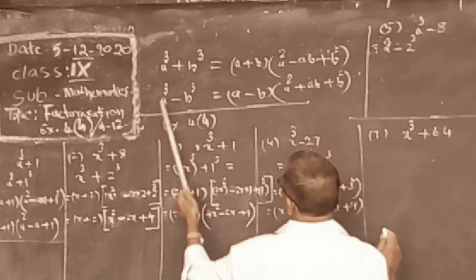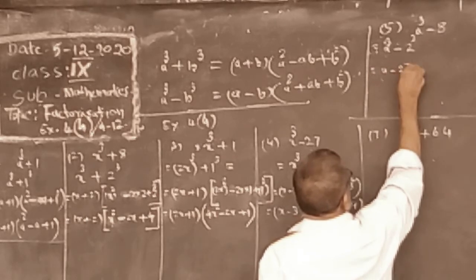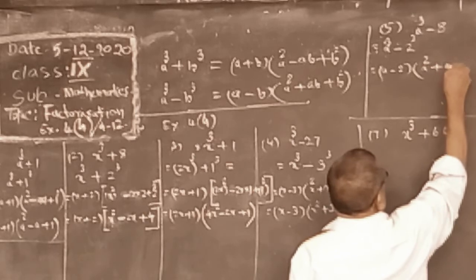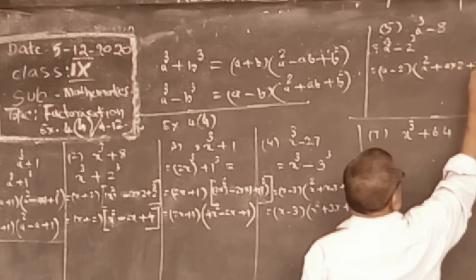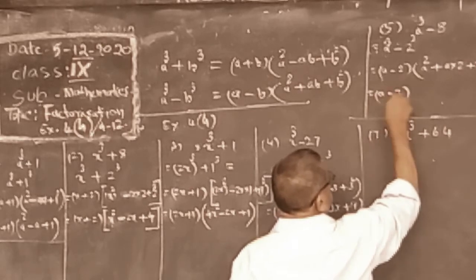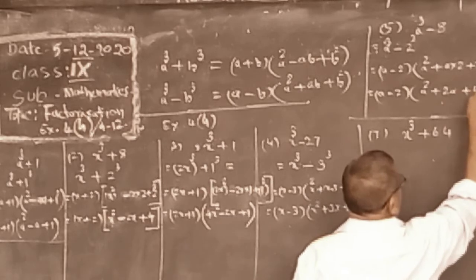So it will come under a cube minus b cube. So (a minus 2) into (a squared plus a into 2 plus 2 squared). Next, (a minus 2) into (a squared plus 2a plus 4), like this.